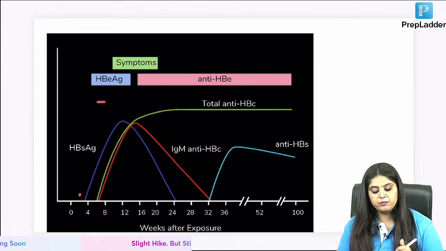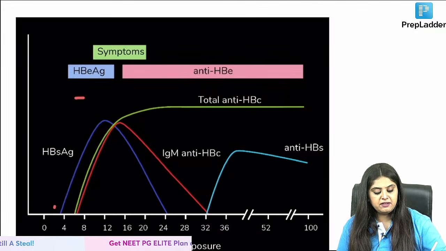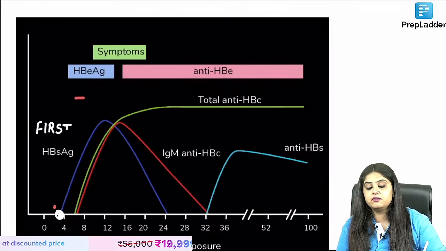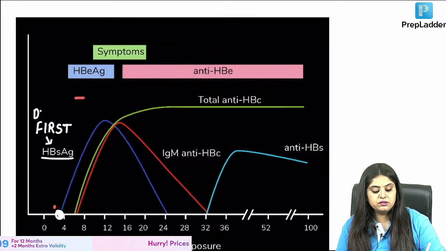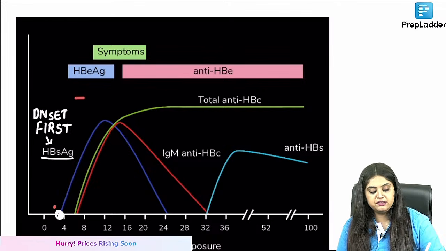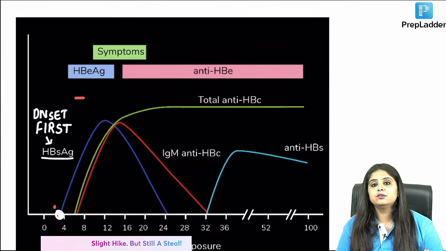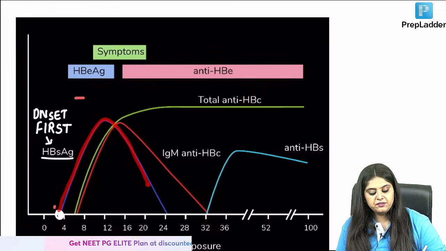First, let me tell you from the graph, and everything is written, just be with me for 2 minutes. Number 1, if I ask you which is the first marker to rise, same screenshot from rapid revision. The first to rise is going to be the surface antigen. Can I say this is going to tell you the onset of the disease? They ask you, what tells you onset of hepatitis? What is the first thing to rise in the blood? It is going to be the surface antigen. So here, let me trace. Surface antigen rises, surface antigen falls off.